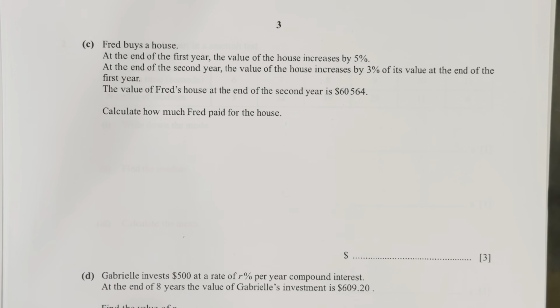Okay, moving to the C part. Fred buys a house. At the end of the first year, the value of the house has increased by 5%. If it was X, it would be increased by 5 divided by 100, so it would be 1.05.